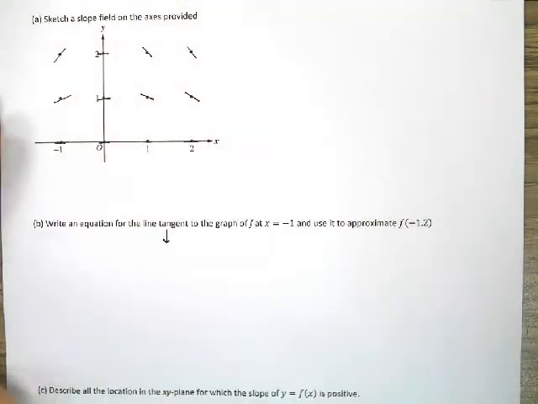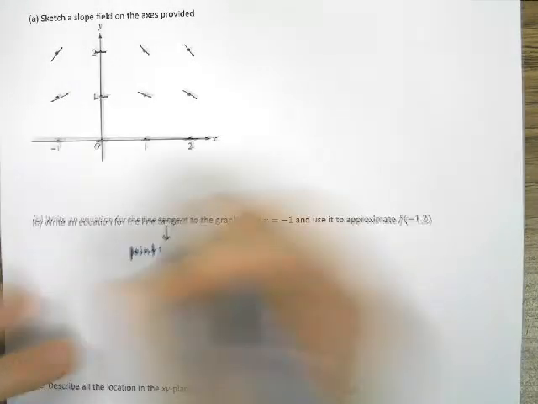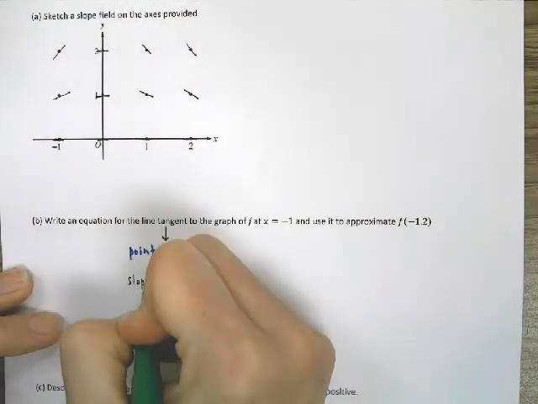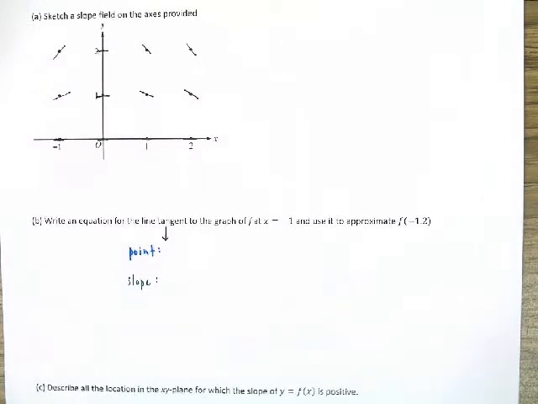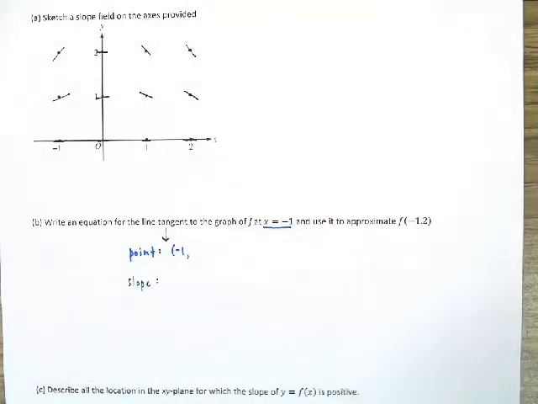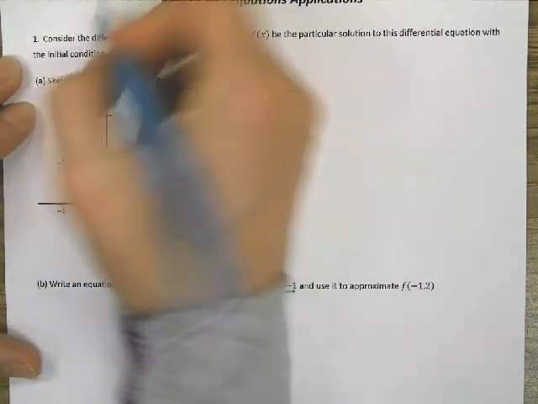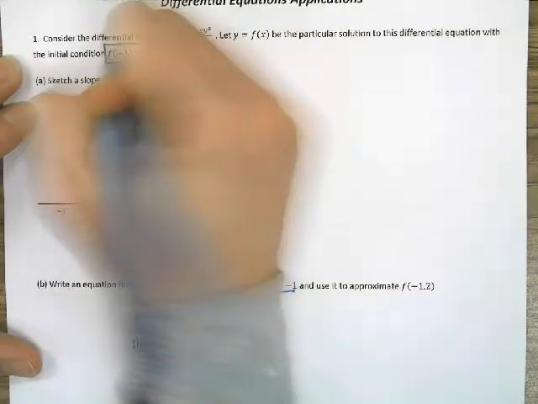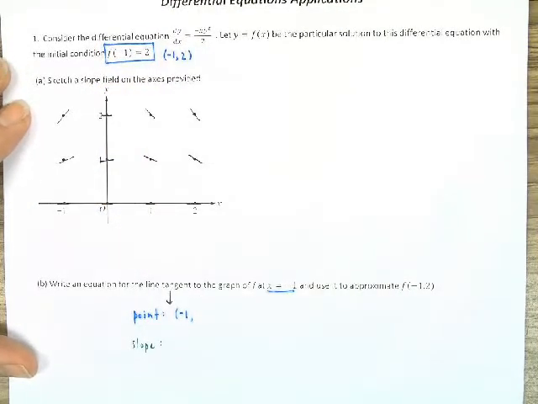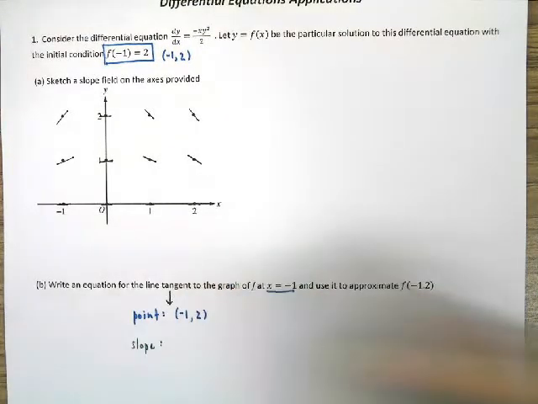So when I see tangent, I know I need two things. I'm going to need a point, and I'm going to need a slope, right? The slope of that tangent line. So the first thing is the point. They're telling me to find it at x equals -1. So I know my x-coordinate is -1. Now, to get that y-coordinate, I have to go back to this initial condition, right? That's telling me that the point (-1, 2) is a point on that original function. So now for my tangent line, I have the point (-1, 2).